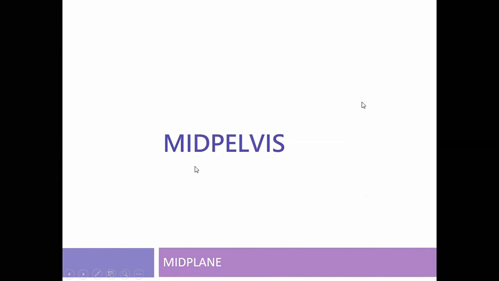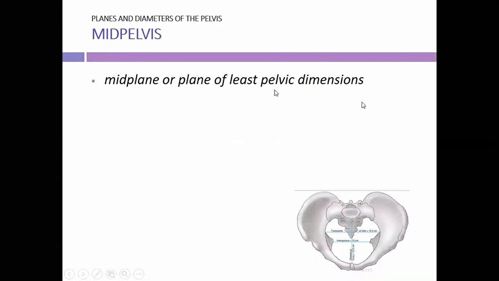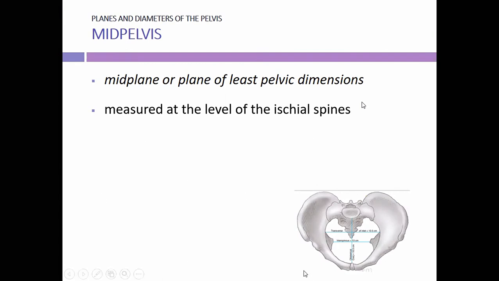Now, as we move downward, there is another part of the pelvis which we call the mid pelvis. This is the plane of least pelvic dimension. It is measured by getting the distance from one ischial spine to another. So for the mid pelvis, the landmark is now the ischial spine. Previously, for the pelvic inlet, the landmarks are the symphysis pubis and the sacral promontory. Now, for the mid pelvis, it is the ischial spine which becomes the landmark. So you measure the transverse diameter from one ischial spine to another.